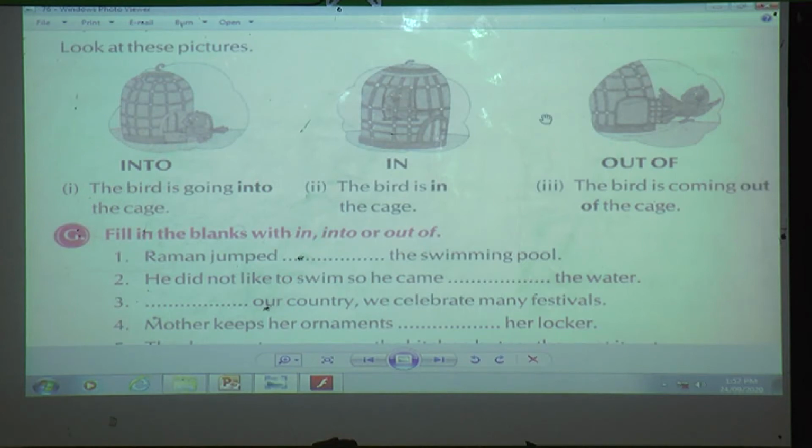And here, if you see, someone has opened the door of that cage and now the bird is coming out of the cage. So here we can see what prepositions are used: into, in, and out of. Can you see the difference? So what is the first sentence? The bird is going into the cage. The bird is in the cage. And the third sentence is, the bird is coming out of the cage.